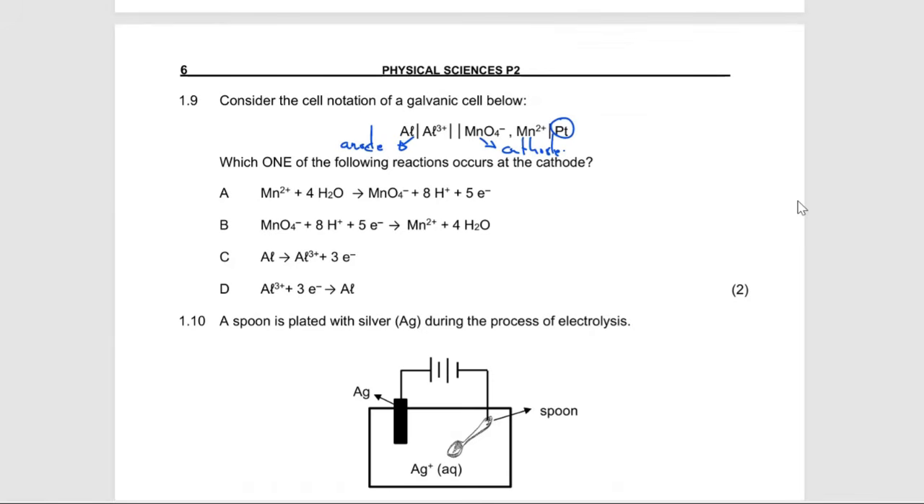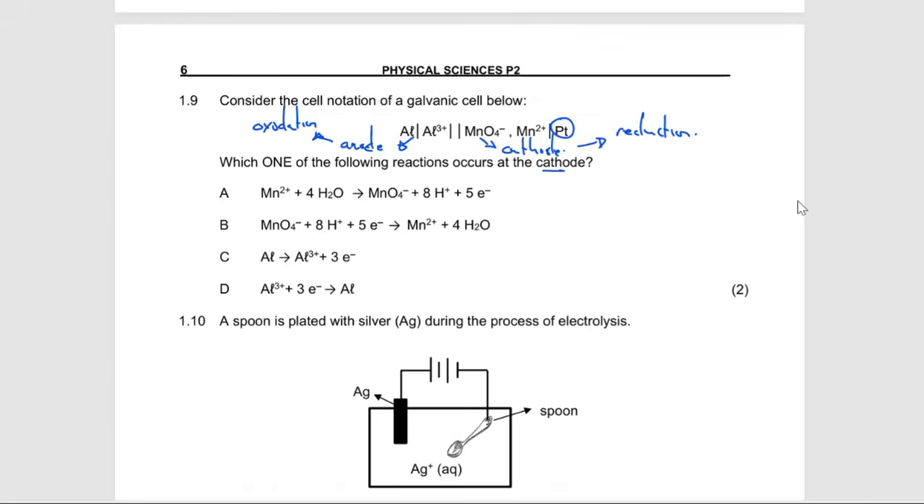After that, we also need to know that at the anode there is oxidation. Here we are going to experience oxidation. Then on this other end here, we are going to experience reduction. So having that information, this says which one of the following reactions occurs at the cathode.